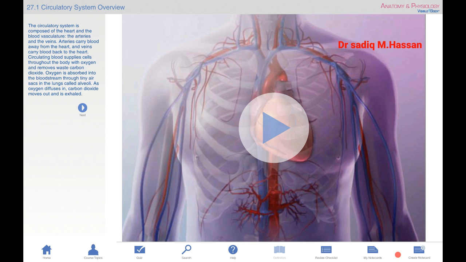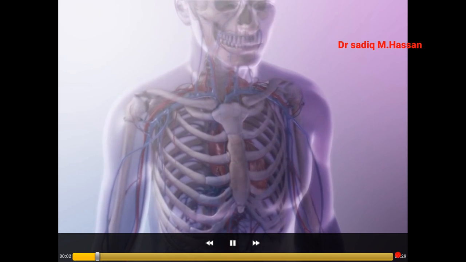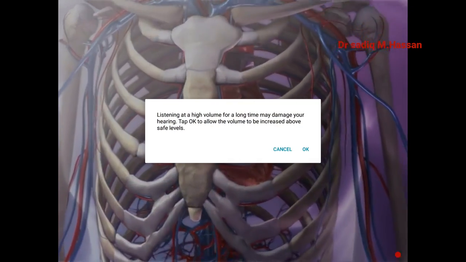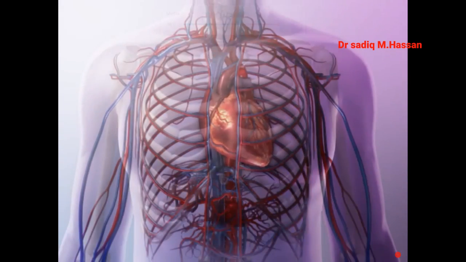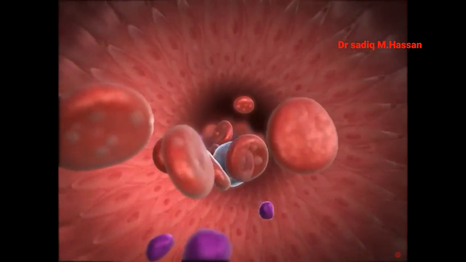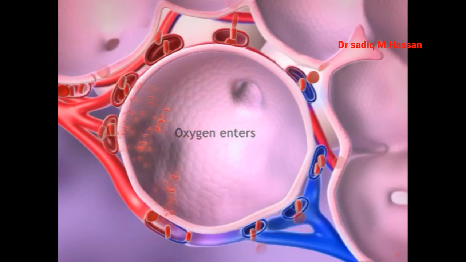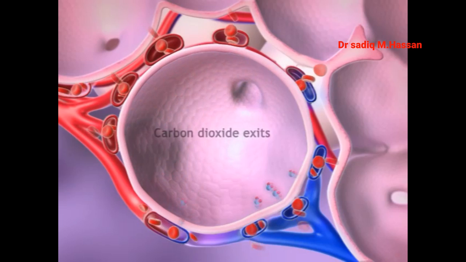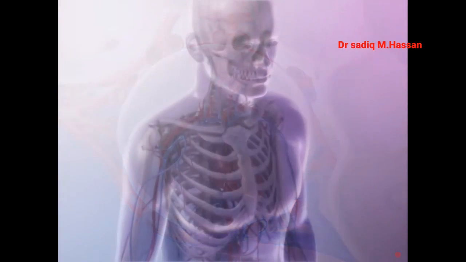Yes, so let us watch this video. And veins carry blood back to the heart. Circulating blood supplies cells throughout the body with oxygen and removes waste carbon dioxide. Oxygen is absorbed into the bloodstream through tiny air sacs in the lungs called alveoli. As oxygen diffuses in, carbon dioxide moves out and is exhaled.